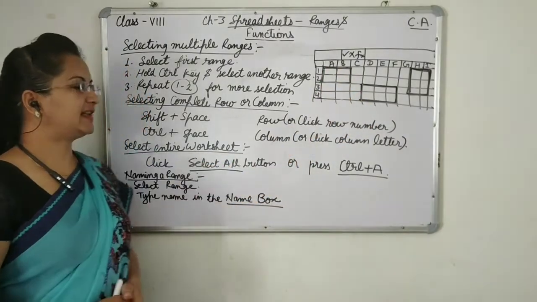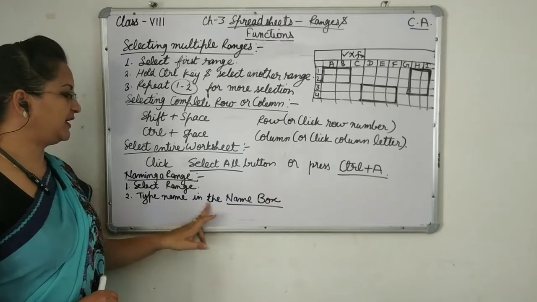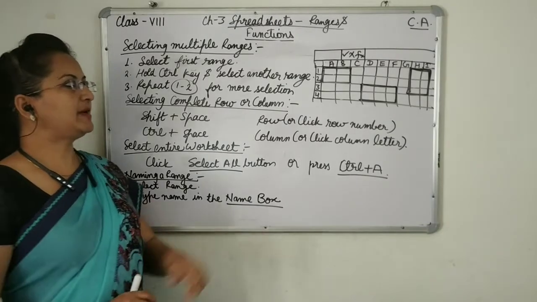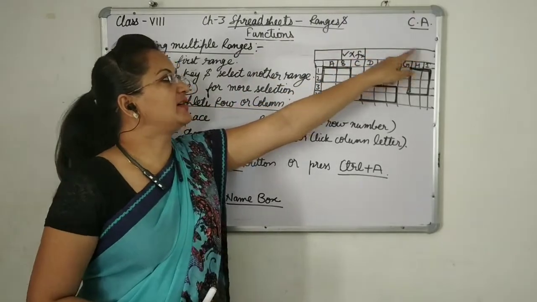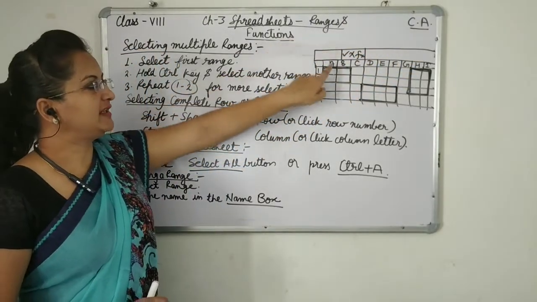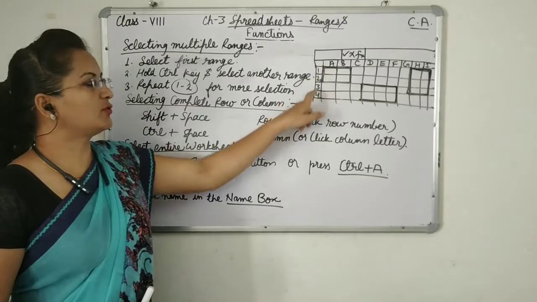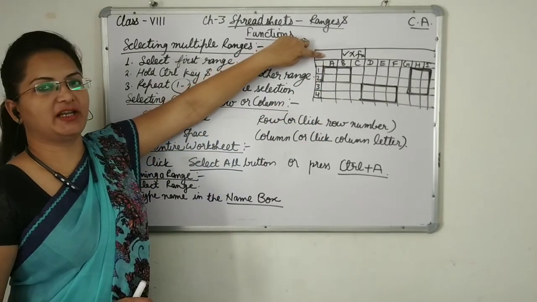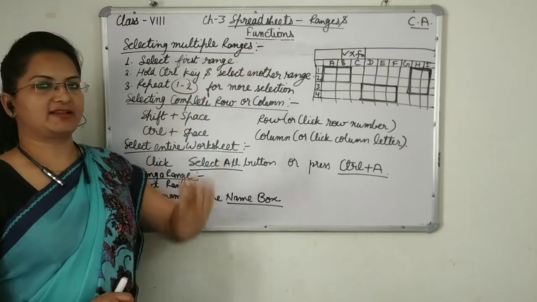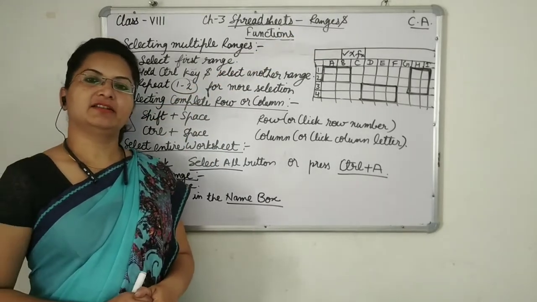Like if we have to give a name to this range, first of all select it. Then after that type the name in the Name Box. Where is the Name Box? This is the Name Box. This is the formula bar. This is the Name Box. These are column letters. These are row numbers. So here in the Name Box we have to type the name of the range. That's it, and the range will be named.